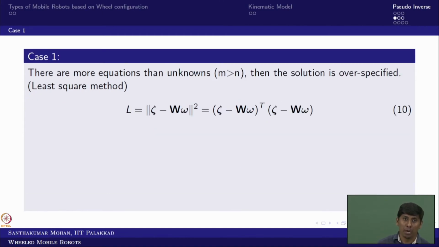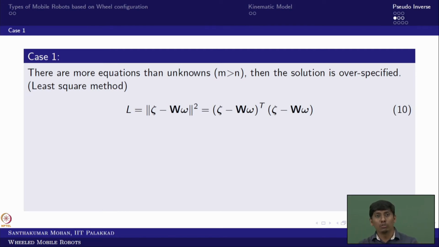Take case 1. You know simultaneous equations, right? As a mathematician, you can bring it in that way. There are more equations than unknowns. If M is 3 and N is 2, the unknowns are 2, but you have 3 equations to write. So your system is over-specified, because you have only 2 unknowns. These 2 unknowns you have to put into the 3 equations in such a way that they are all satisfied.